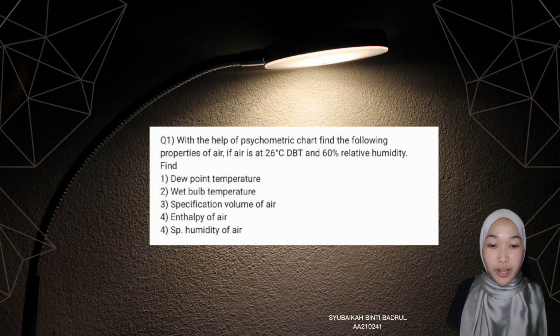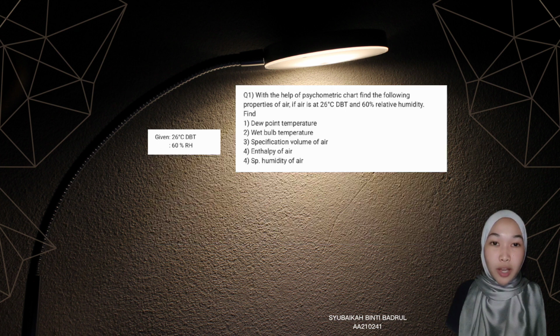Question 1. With the help of psychrometric chart, find the following properties of air. If air is at 26 degrees Celsius dry bulb temperature and 60% relative humidity, find dew point temperature, wet bulb temperature, enthalpy of air, and specific humidity of air.